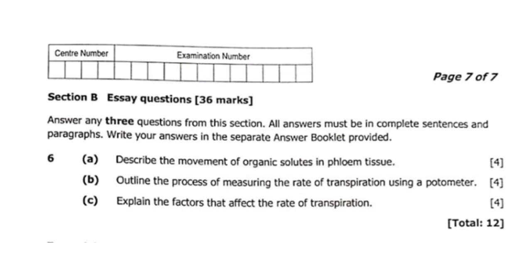Question number 6. A. Describe the movement of organic solutes in the phloem tissue. B. Outline the process of measuring the rate of transpiration using a potometer. C. Explain the factors that affect the rate of transpiration. Question 6 answers.